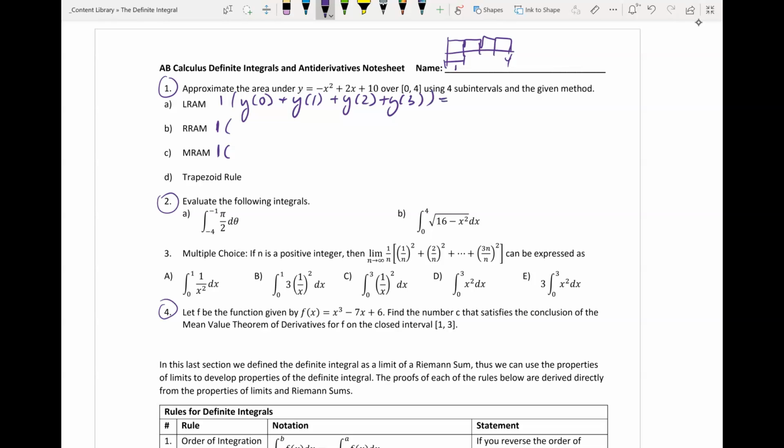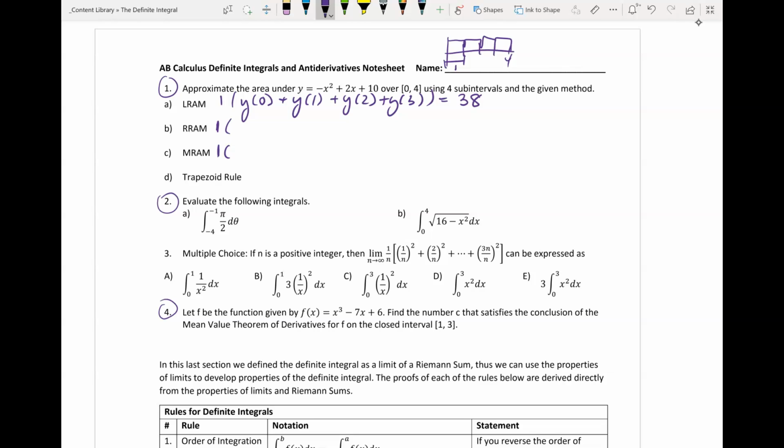Again, you can use your calculator for this, because if you plug x equals 0 into our y function, we're left with 10. Then you plug in 1 to get your y value and so on. If you do this and simplify it, you should get 38.